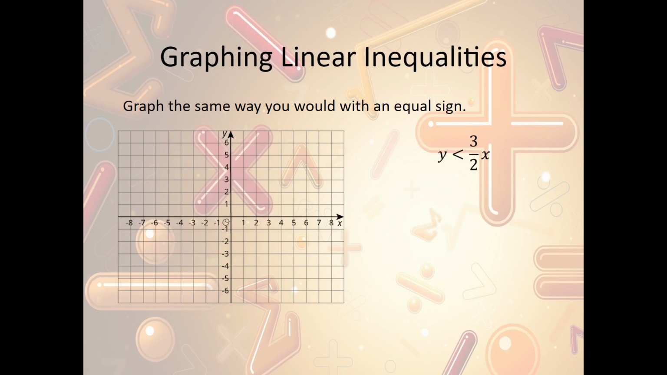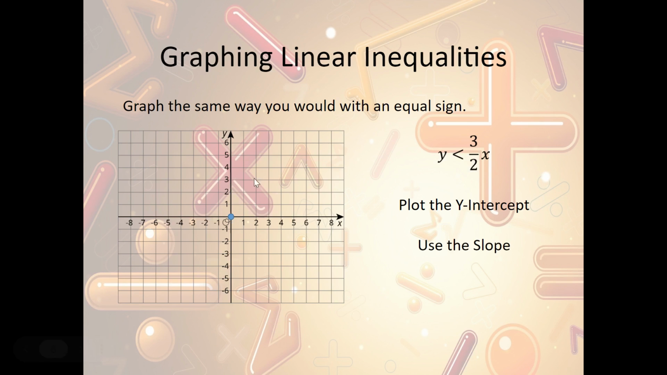So how does that apply to our inequalities? Well, when we graph these, we have y is less than 3/2 x. So we're going to plot the y-intercept first. Notice there is none listed here, so our y-intercept is 0. So I'm going to go here to 0 and plot my point. And my slope is 3/2, so I'm going to go up 3 to the right 2.